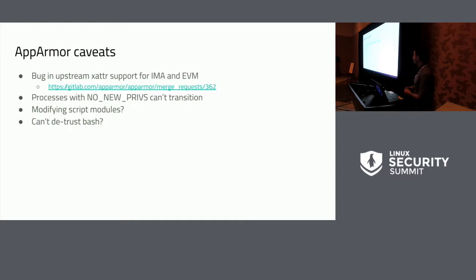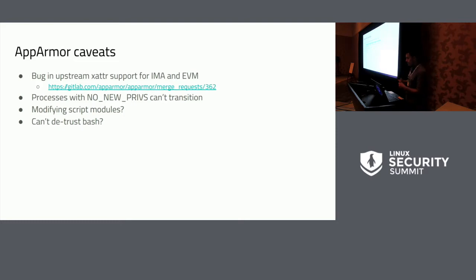There are fun caveats with AppArmor currently. Support for IMA and EVM has a small bug in it, so we can't actually target it. This is getting fixed. No new privs has bit us a couple times. We had fun times where we crashed a bunch of machines because the way that AppArmor deals with no new privs is it makes a conservative guess. When you execute no new privs, AppArmor does not want to allow you to transition to a profile with more capabilities.